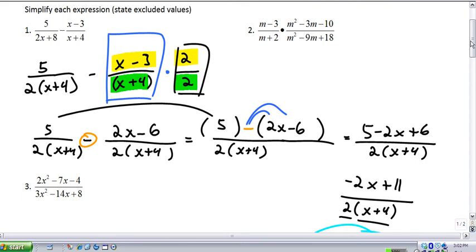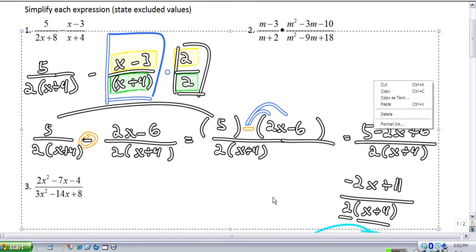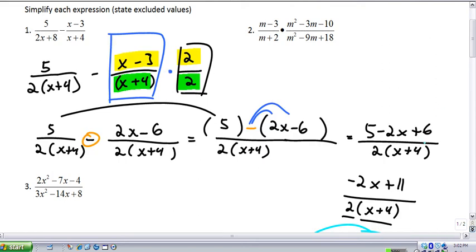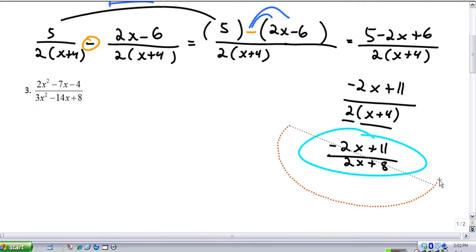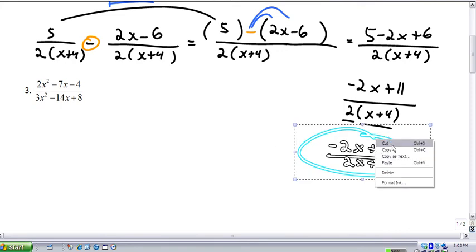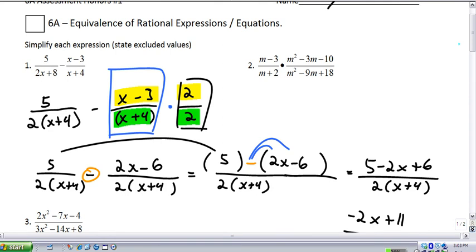So, we're moving on to number 2. Number 2 is a little different because you're multiplying two fractions together. You're not adding. So we don't have to get a common denominator in number 2. So I've got to move this over. Bear with me here.